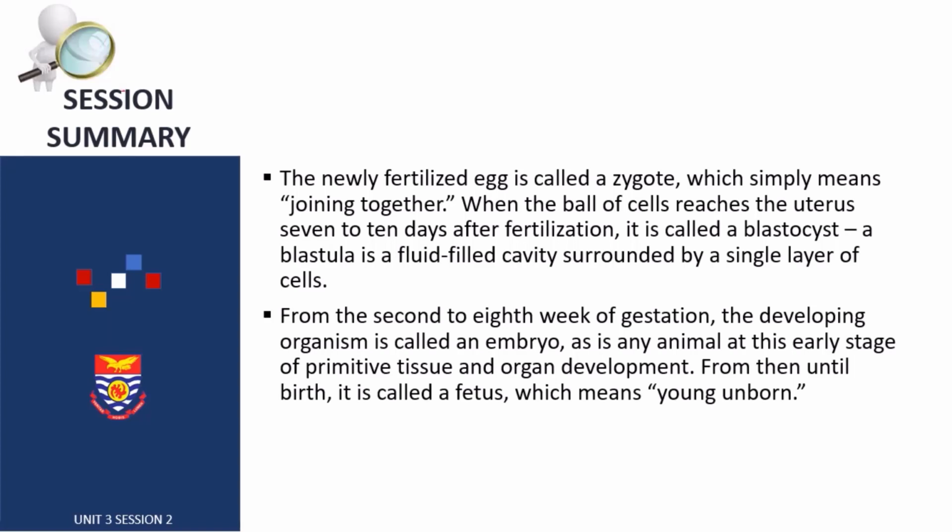When the ball of cells reaches the uterus 7 to 10 days after fertilization, it is called a blastocyst. Now, a blastocyst is a fluid-filled cavity surrounded by a single layer of cells. From the 2nd to the 8th week of gestation, the developing organism is called an embryo, as any animal at this early stage of primitive tissue and organ development. From then until birth, it is called a fetus, which means young unborn. It means that the processes include the formation of the zygote, blastocyst, embryo, and finally a fetus. These are the important key terms I want you to take note of.